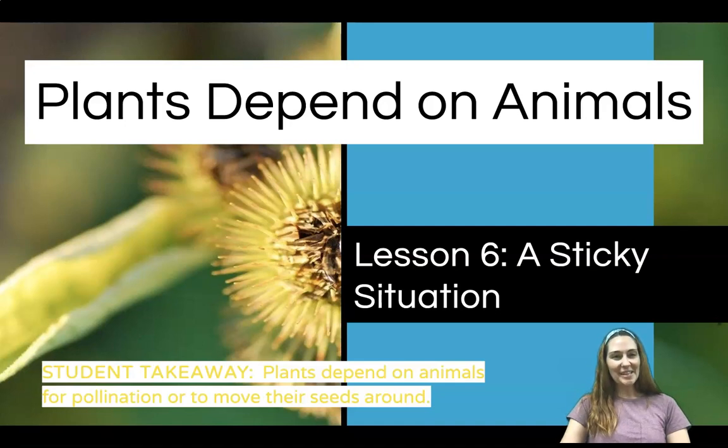Hi, second grade scientists. We've been having a lot of fun learning about how plants really rely on animals, and we are going to learn a little bit more on how pollination works and how seeds get moved around in lesson 6 called a sticky situation.